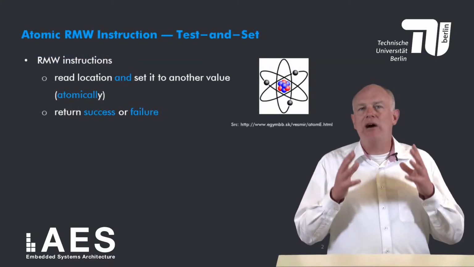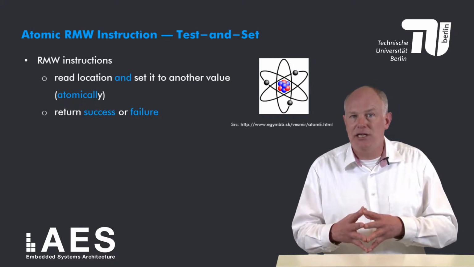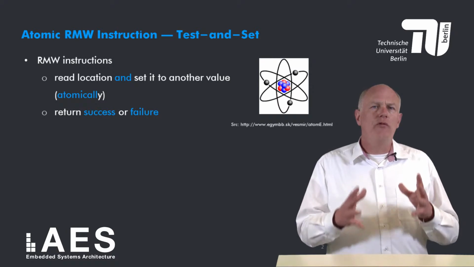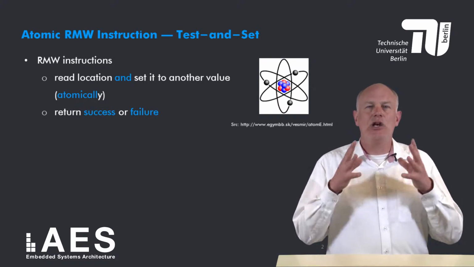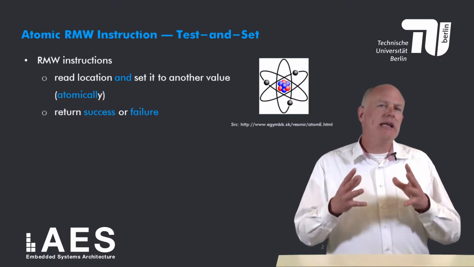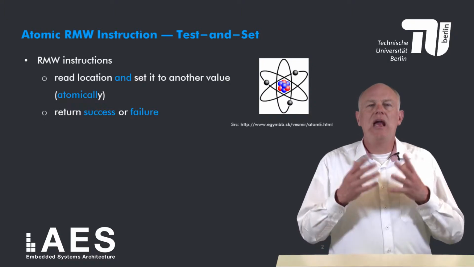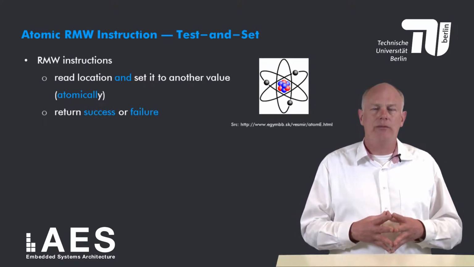A read, modify, write instruction is an instruction that reads a memory location and sets it to another value. Furthermore, the read and the write are executed atomically. It cannot be divided. In addition, it returns a value from which it can be deduced if the read, modify, write instruction was successful or not.